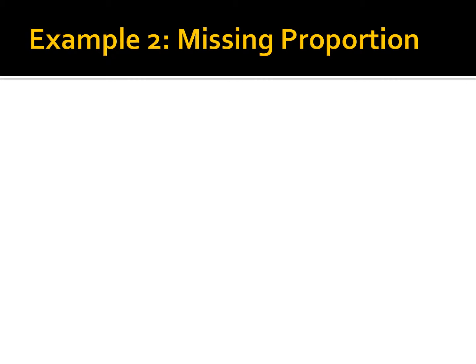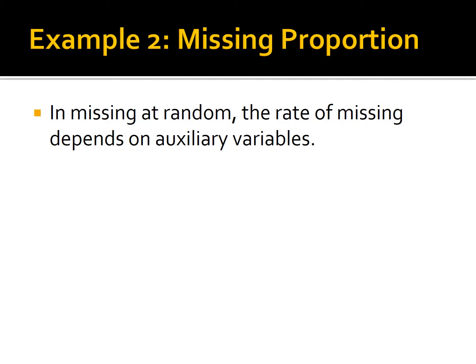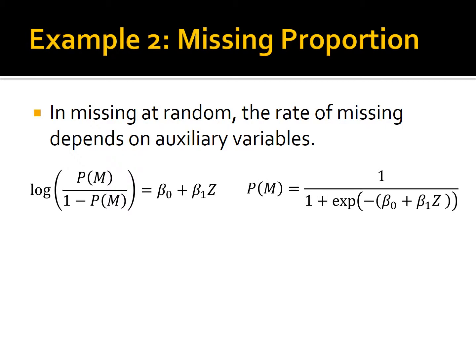Let's move on to the next application, where I have the missing proportion in missing at random. The missing value depends on auxiliary variables. So I used this relationship in the logistic form: the log of the odds of the proportion of missing equals the intercept plus the slope times the auxiliary variable, which is z. And I can rearrange the formula a little bit to get the right hand side.